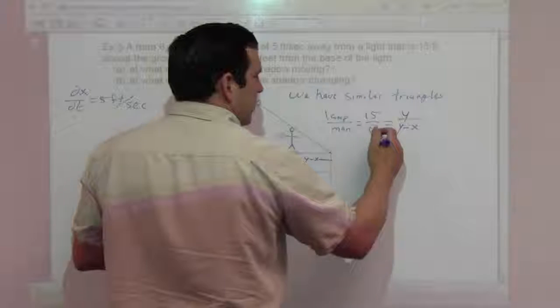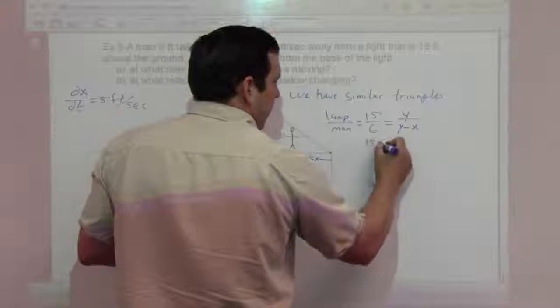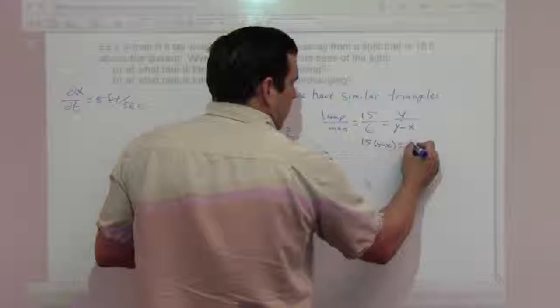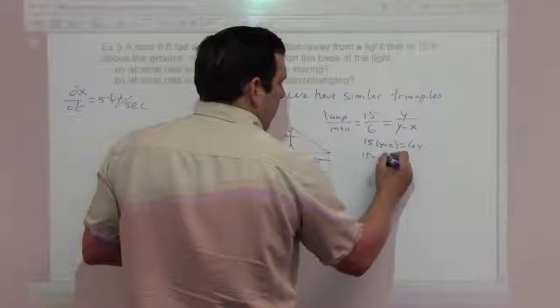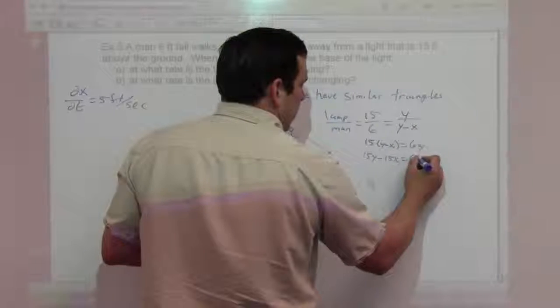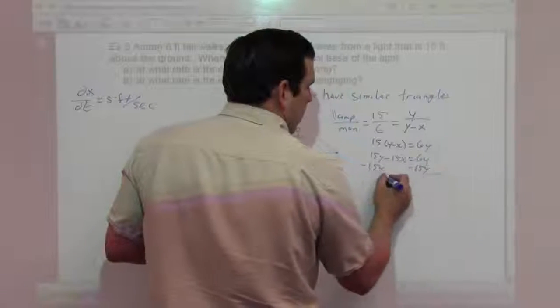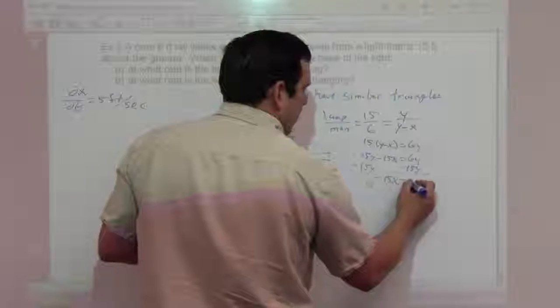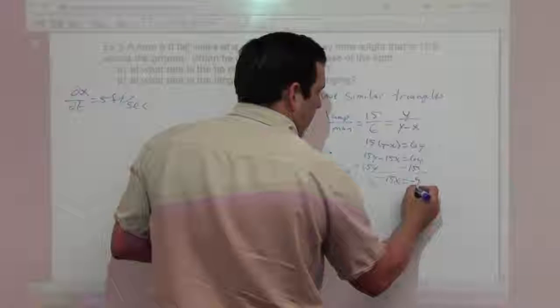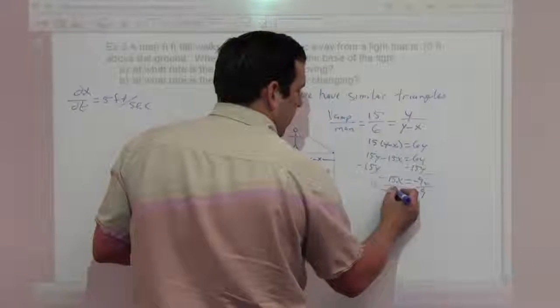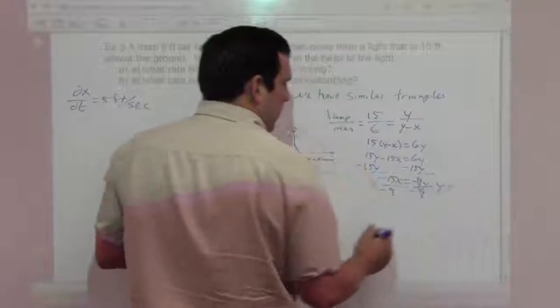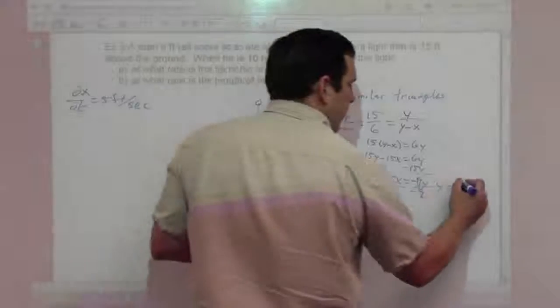We can come up with a relationship here. 15 times y minus x equals 6y. 15y minus 15x equals 6y. Subtracting 15y from both sides. Negative 15x equals negative 9y, divided by negative 9. y would be equal to 5/3 of x.